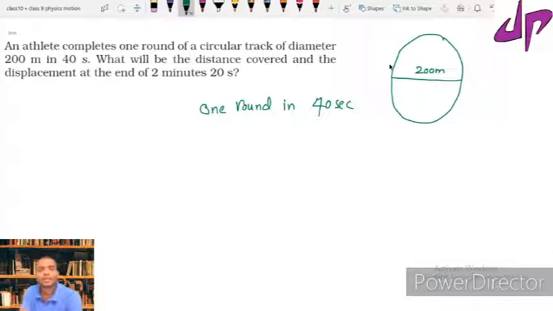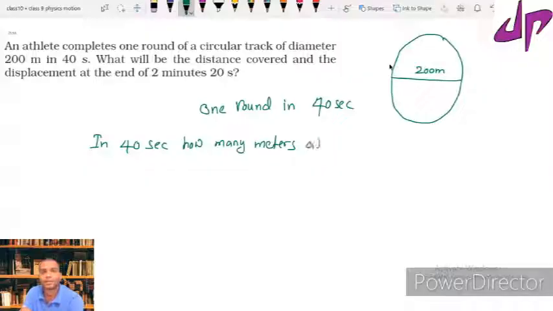So this I want to ask differently. In 40 seconds, how many meters did the athlete cover? They said one round, but we need that in terms of meters. How can we calculate that? We can calculate that by calculating the circumference of the circle. So to calculate that one round, we need to calculate the circumference of the circle.